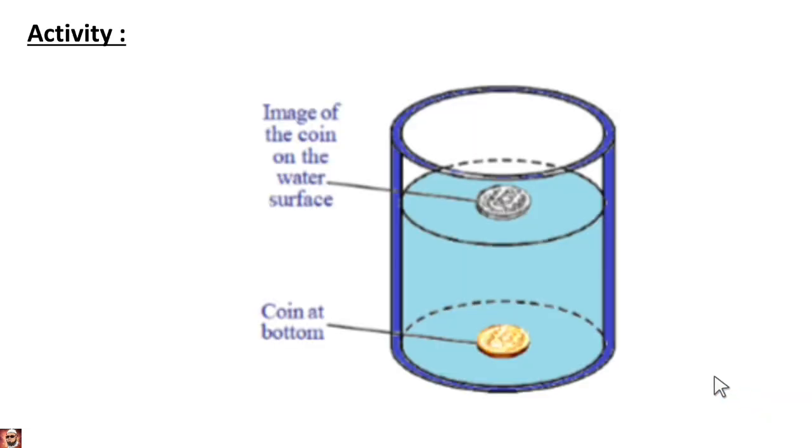One more activity. To observe total internal reflection, take a cylindrical transparent vessel and place a coin at the bottom of the vessel. Now pour water until we get the image of the coin on the surface of the water. The image of the coin on the water surface will be observed. This is because of total internal reflection.